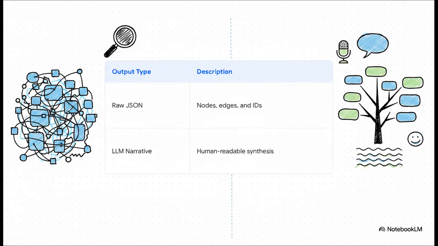The results are just night and day. Look at the left side. A clinician would normally get this raw, technical JSON output full of nodes, edges, and IDs. It's unreadable. But on the right, because we use the knowledge graph to ground the LLM, we get this beautifully synthesized, highly accurate, human-readable medical narrative. It is literally the ultimate killer combination. The hardcore factual precision of a graph paired with the reasoning and communication skills of an LLM.